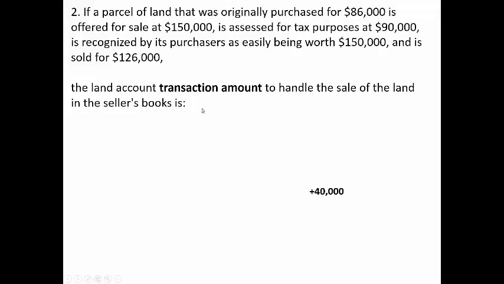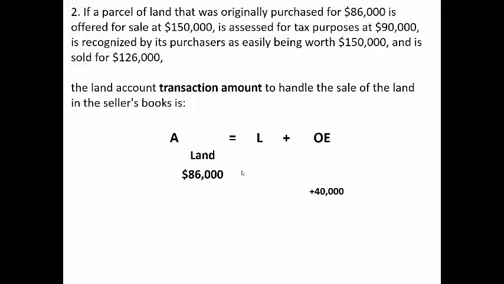Well, here's the way we look at this on the seller's books. Here's our accounting equation. Here's the land that we originally purchased for $86,000, and the question they want to know is what would be the transaction amount on this land account to handle the sale of it. Well, if we bought it for $86,000 and we sold it for $126,000, you can only take off what was the original cost, not the whole $126,000, but what you had a cost of it for.